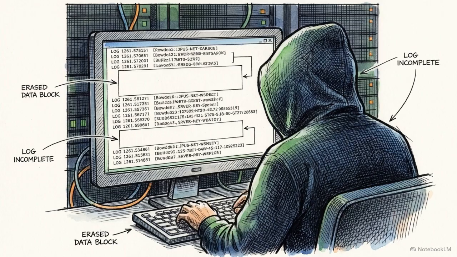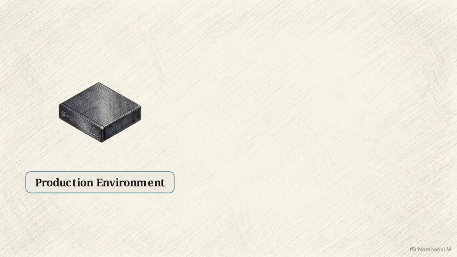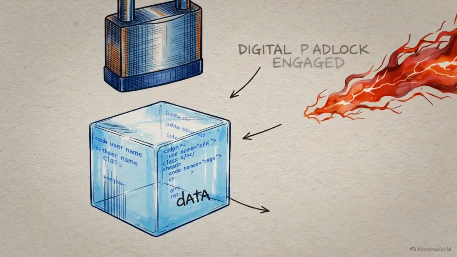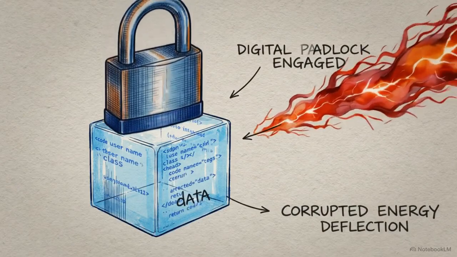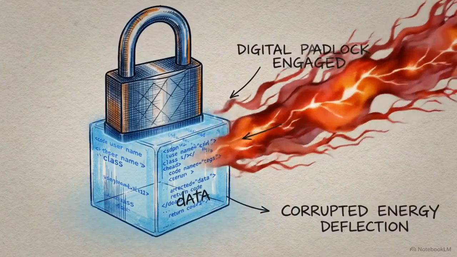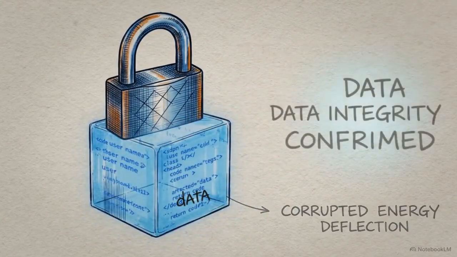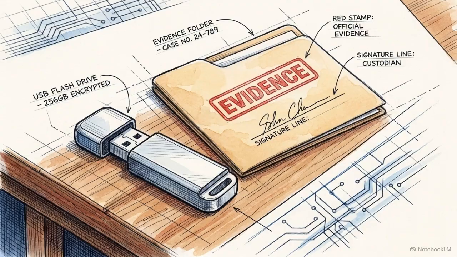Their immediate next step upon gaining access will be attempting to alter or delete these logs to cover their tracks. To prevent this, security teams must automatically export their logs to isolated, immutable storage buckets in a separate, highly restricted account. This is known as write-once, read-many storage. It mathematically prevents any retroactive modification or deletion by an attacker, even if they have compromised the primary environment.